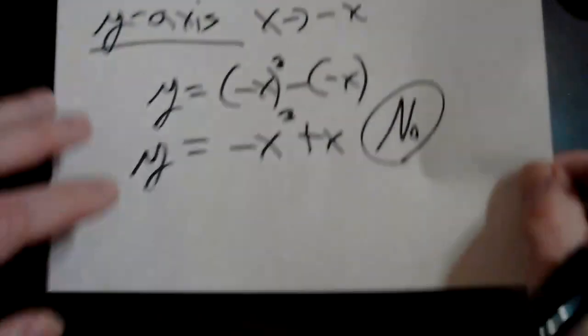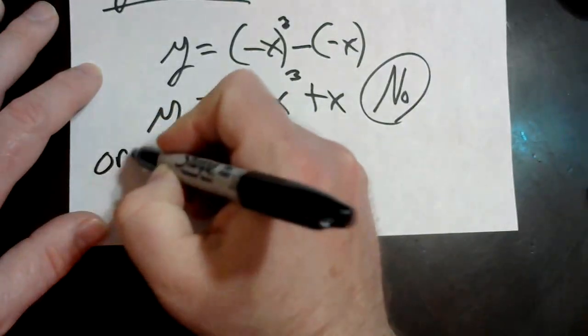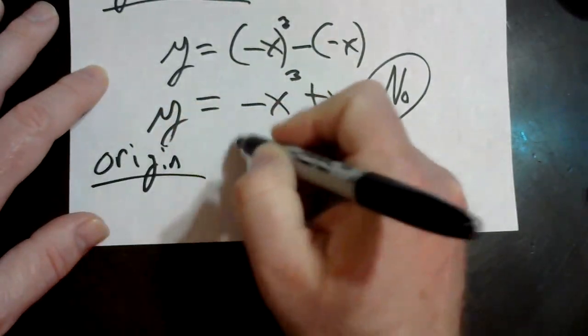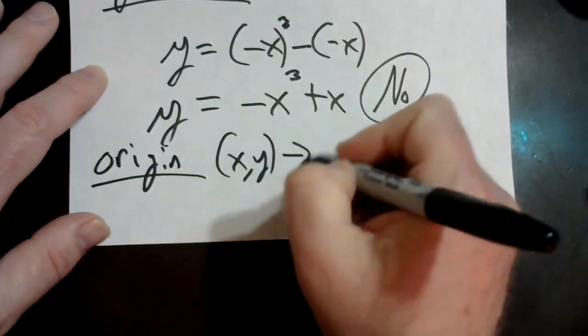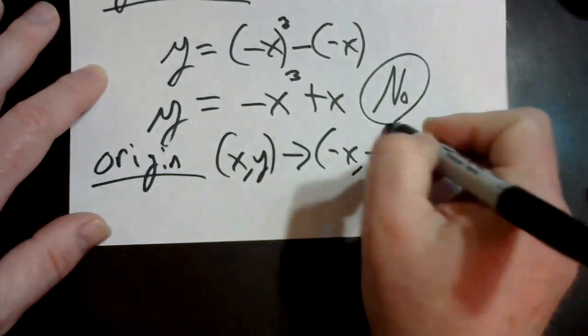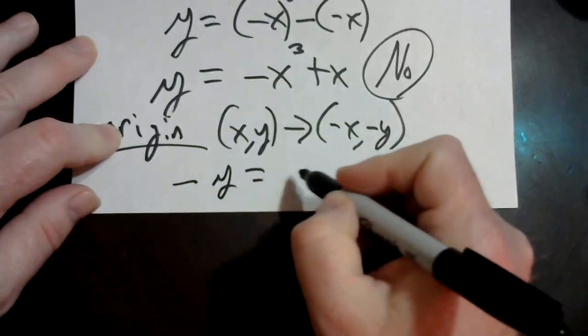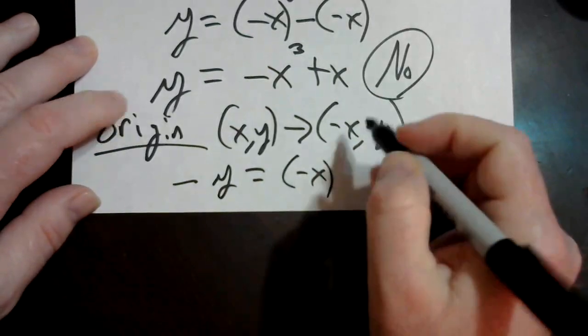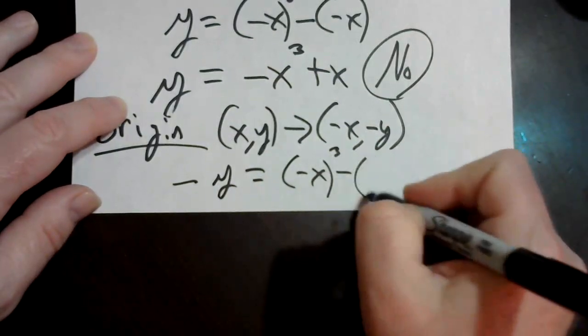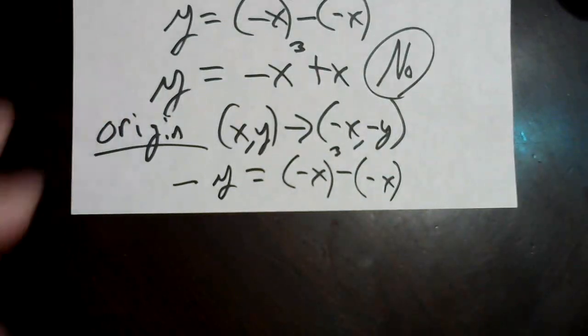Well, let's try origin symmetry, see if it passes that test. And in this case, the trick is to replace x and y with their negatives and see if you get back the same equation. Make sure you put that negative x in parentheses. So this is the equation that we get this time.